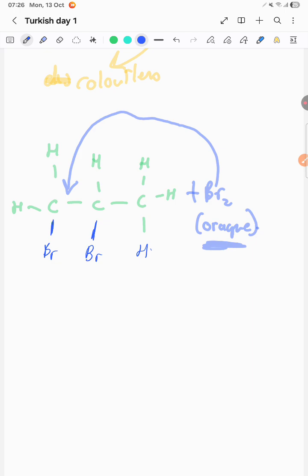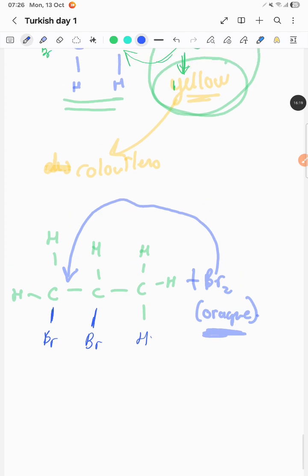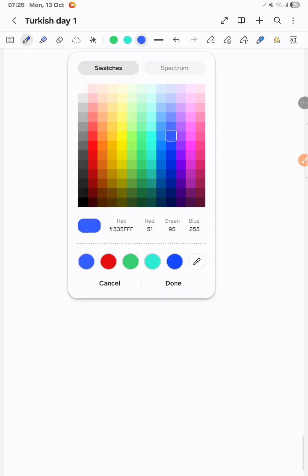Right, nearly there. So that's how they react. So how do you test for the double bond? You add Br2. The next thing you need to learn, still on alkenes, is this.